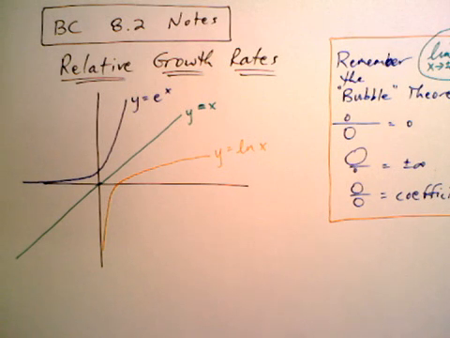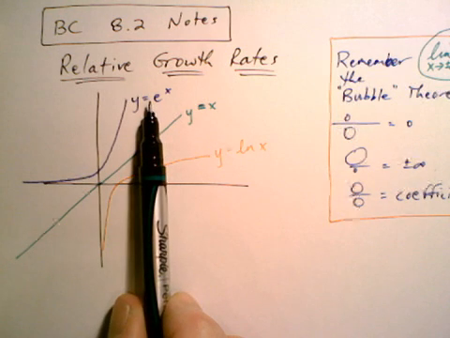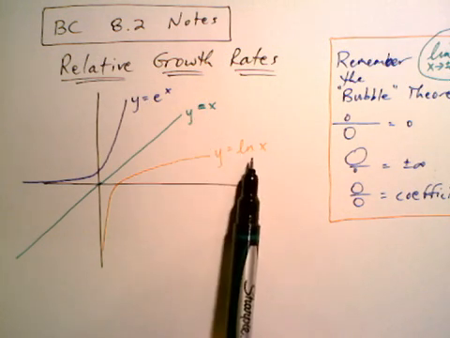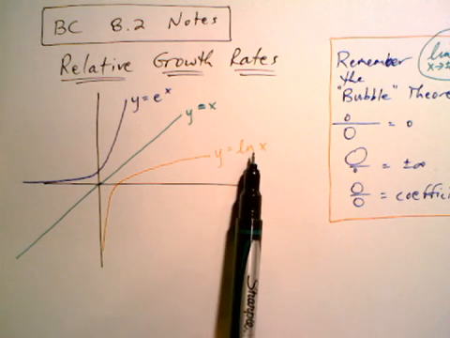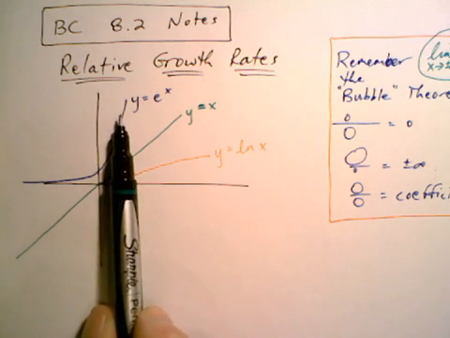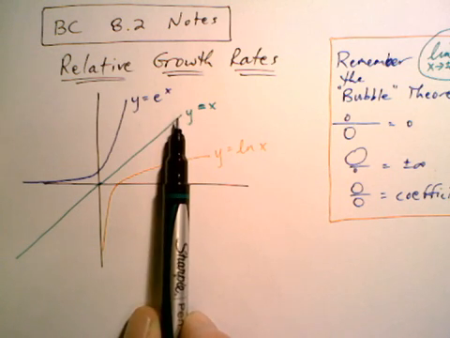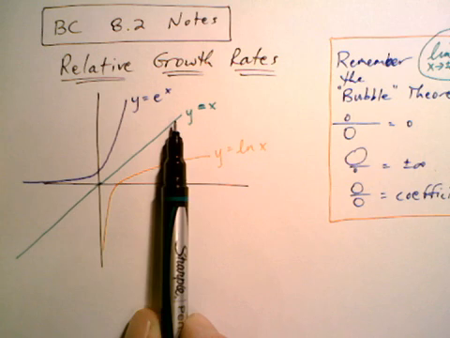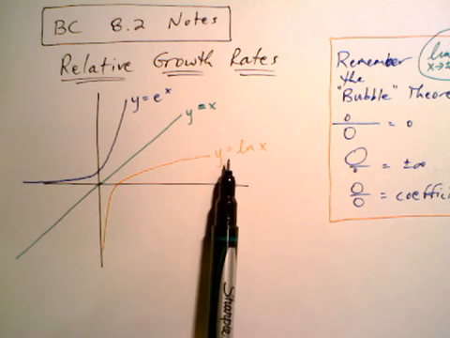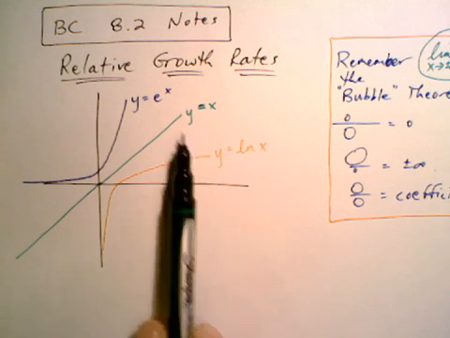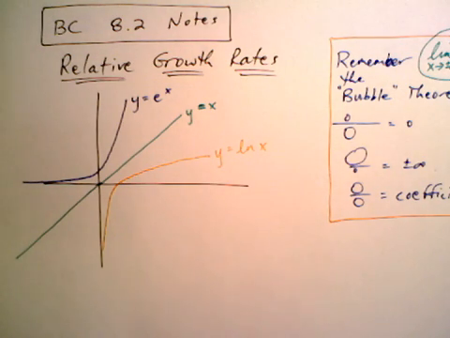And just some basic functions, when we compare the relative growth rates of an exponential e to the x, a linear function y equals x, and a log function ln of x, you can see hopefully clearly that the exponential functions grow faster than the polynomial functions, and the polynomial functions grow faster than the log functions. The log functions actually grow pretty slowly compared to the other ones. And so that brings us to limit problems like this.